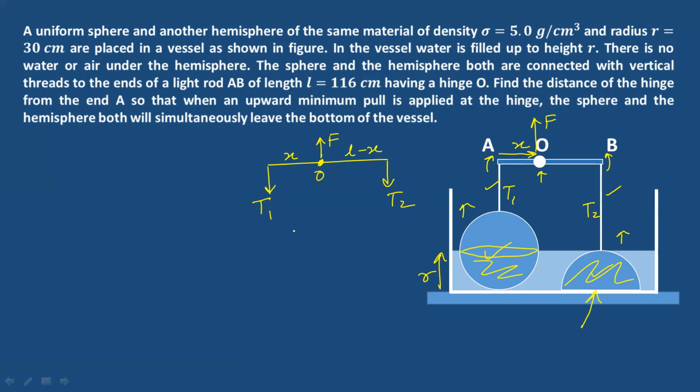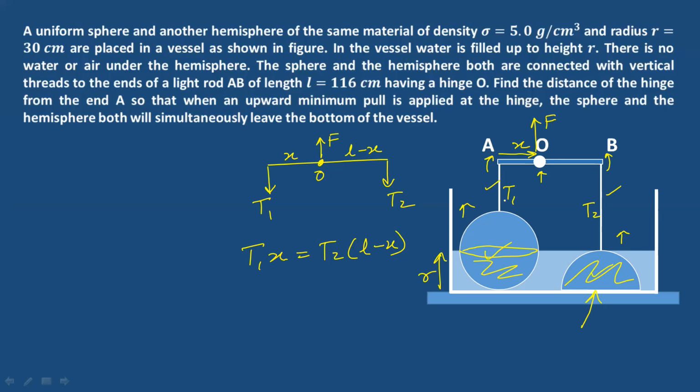So first thing that you can say here, before we get into any of the concepts of fluid mechanics, is that if you want both the sphere and the hemisphere to leave simultaneously, the rod shouldn't rotate, and that would happen only if T1 times X is equal to T2 times L minus X. Now all you have to do is find the values of T1 and T2. Once you find the values of T1 and T2, you can substitute it here and find the value of X. All right, so that is the whole framework of solving this particular problem.